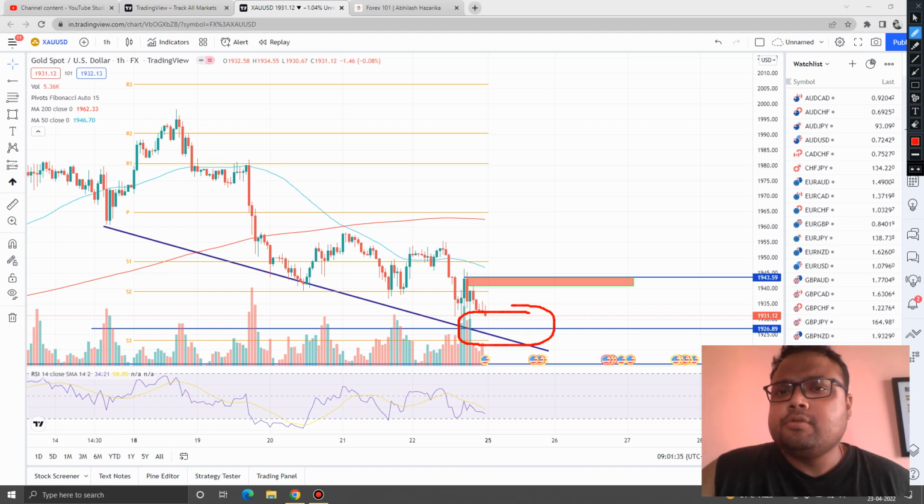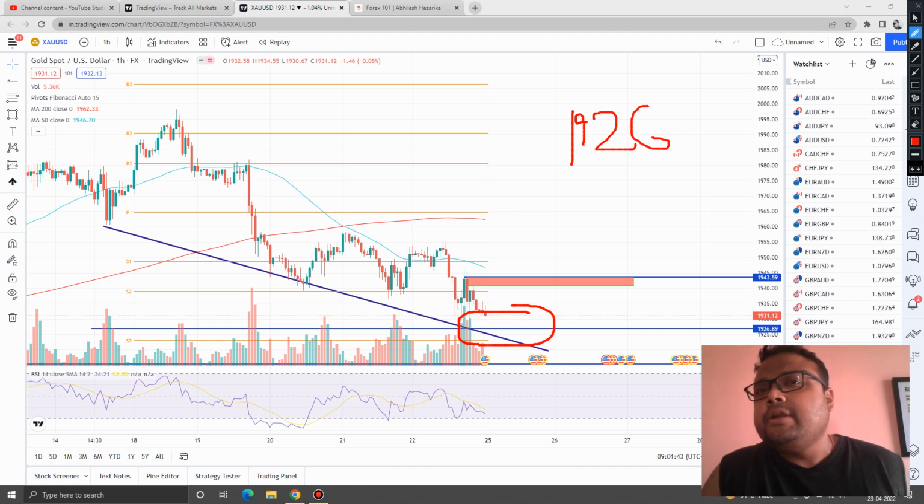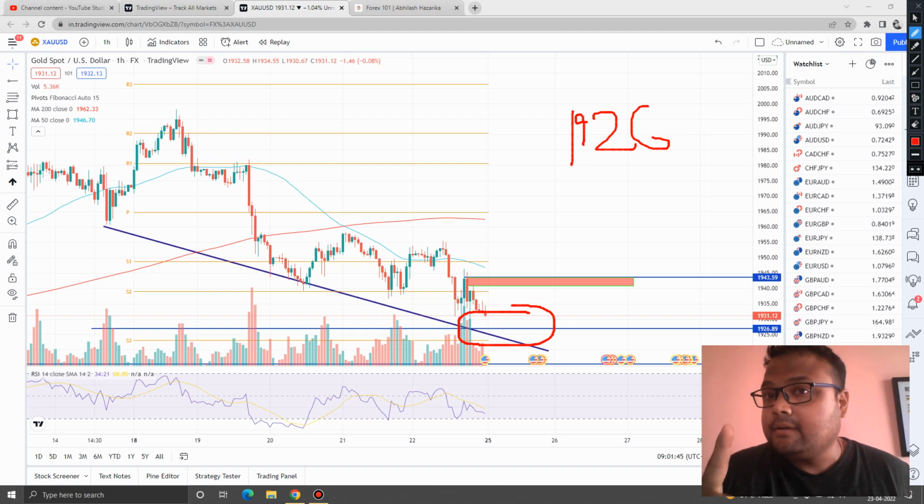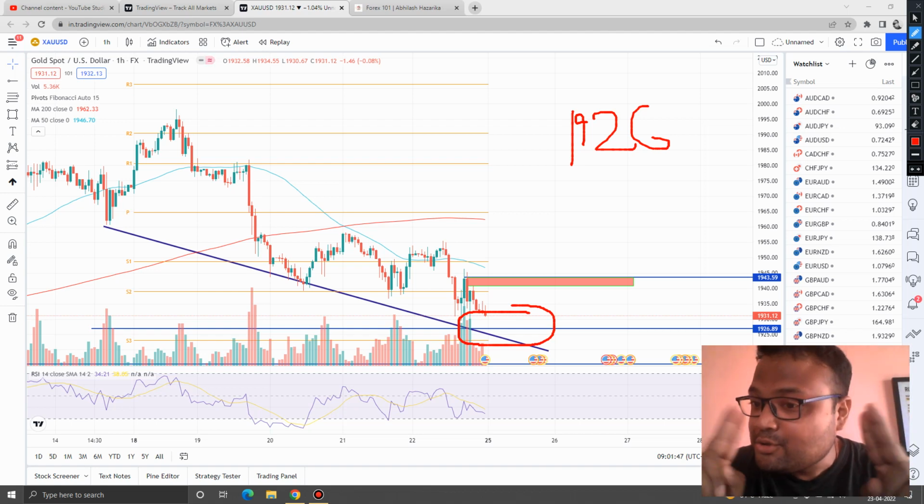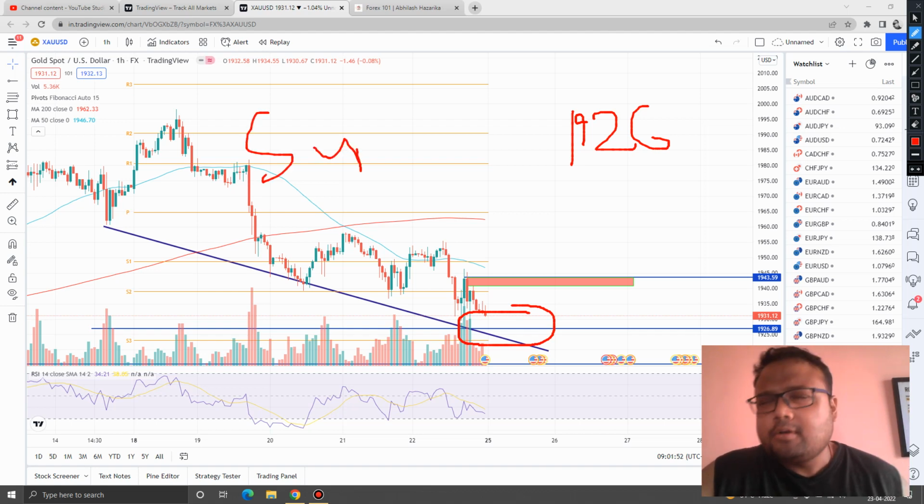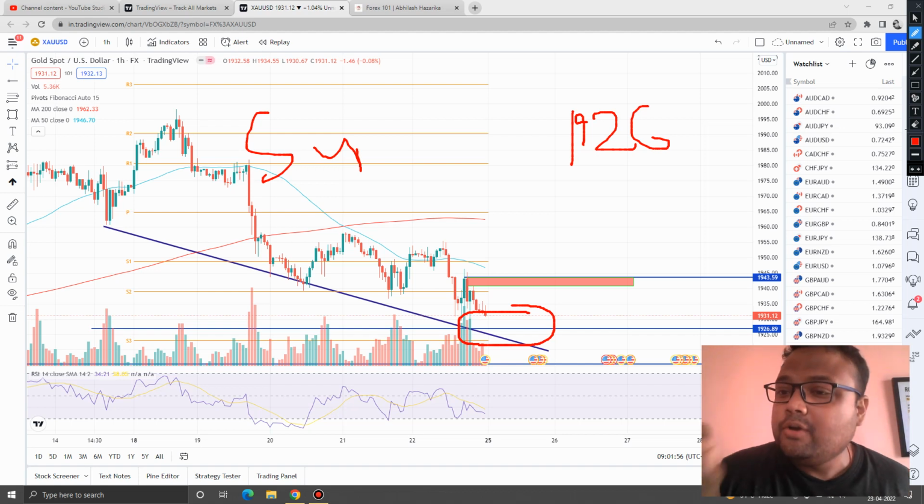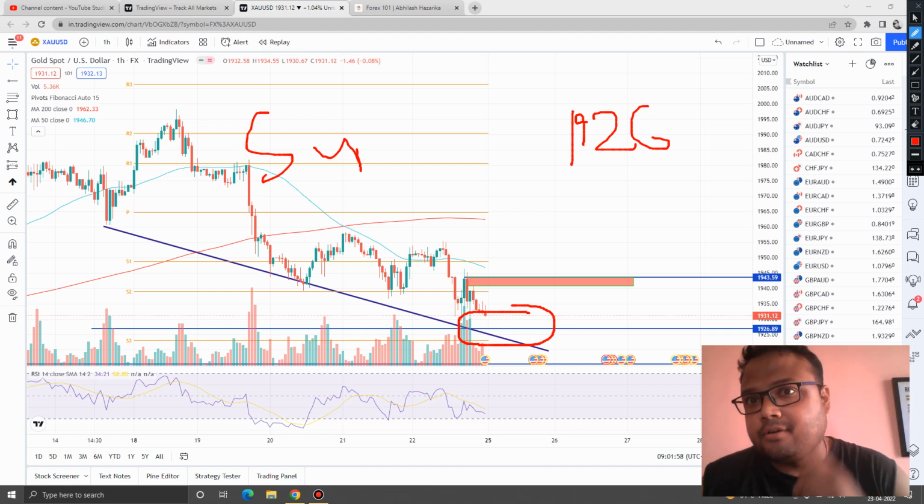So if market goes or slips below 1926, do not take a sell position immediately, because by 1923, 1924 market may bounce again. Because this is a support zone in the market, and support or resistance, they are not a particular value, they work as zones in the market, never forget.